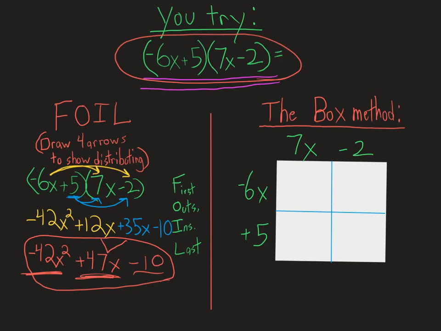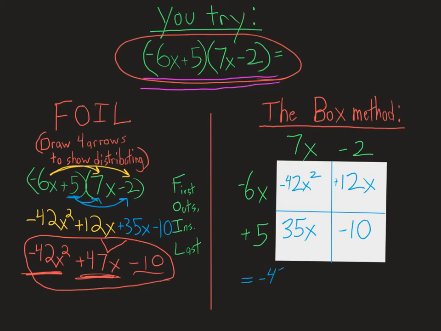All right, let's do it again, but do it box method and see if it's making sense to you guys that way as well. I'm just going to multiply and fill these boxes. That's a negative 42x squared. Going across, negative times negative is positive 12x. 7 times the 5 is a 35x. And the 5 times the negative 2, negative 10. Okay. Now, I'm just going to rewrite this and combine the like terms.